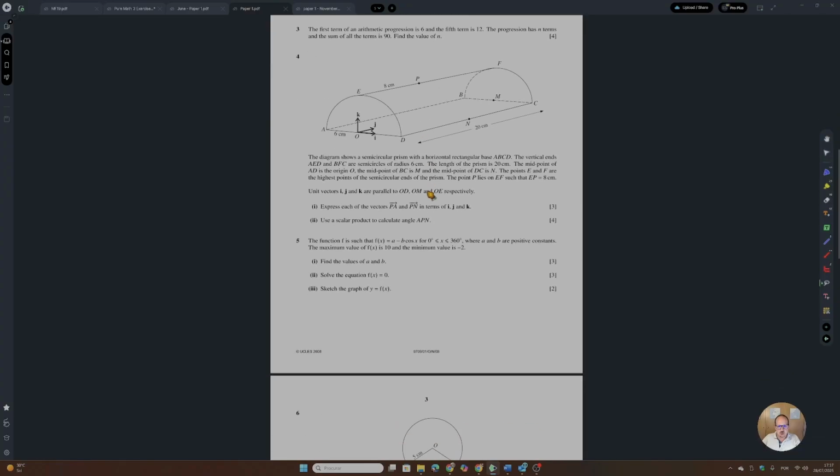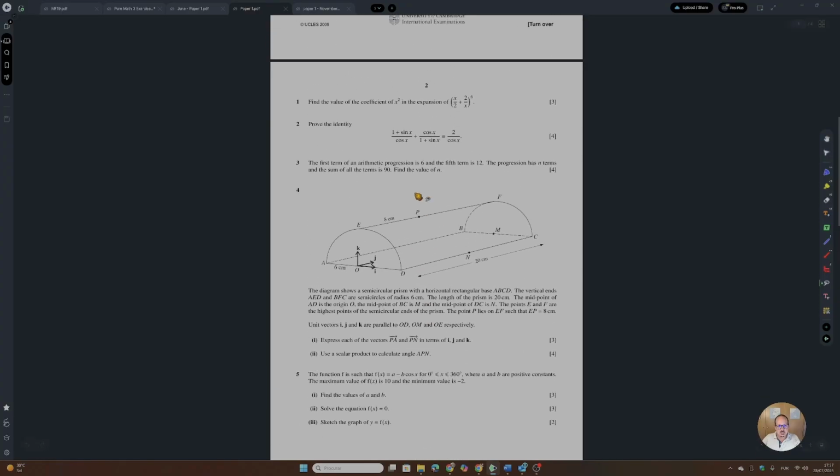Now, this is a paper 1 again. This one is from October-November 2008. We are looking at question 4. It actually takes more time reading the question than answering it. All right, the diagram shows a semicircular prism with horizontal rectangular base ABCD. The vertical ends AED and BFC are semicircles of radius 6 centimeters. The length of the prism is 20 centimeters.